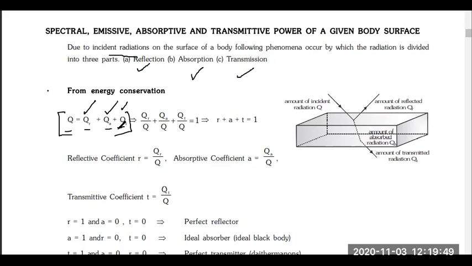If you divide it by Q, you will get this relationship. Yes or no? Tell me, what is QR by Q? Tell me, everyone. QA by Q we have studied. This is absorptive power, sorry, absorptive coefficient. In the same way, QR by Q is your reflective coefficient and this is your transmittive coefficient. Not power, coefficient, because of the ratio.